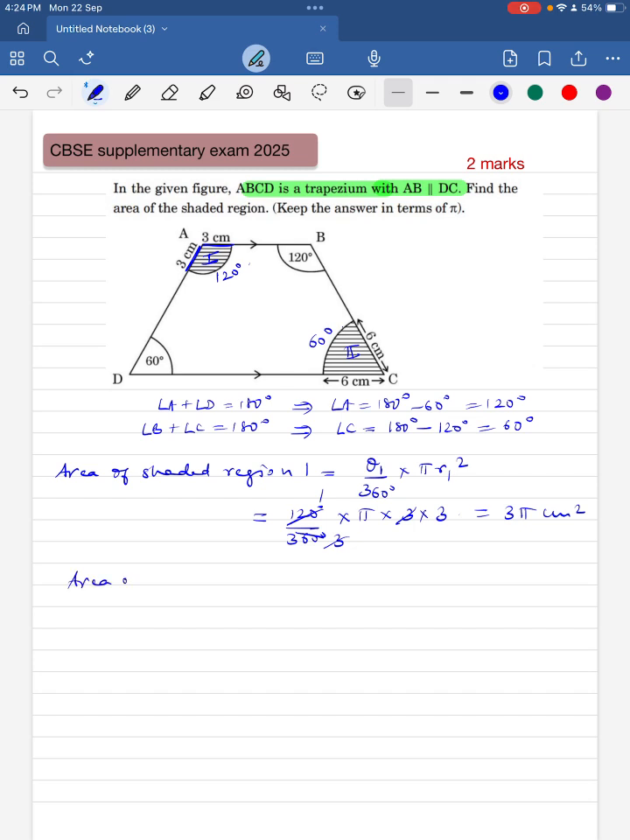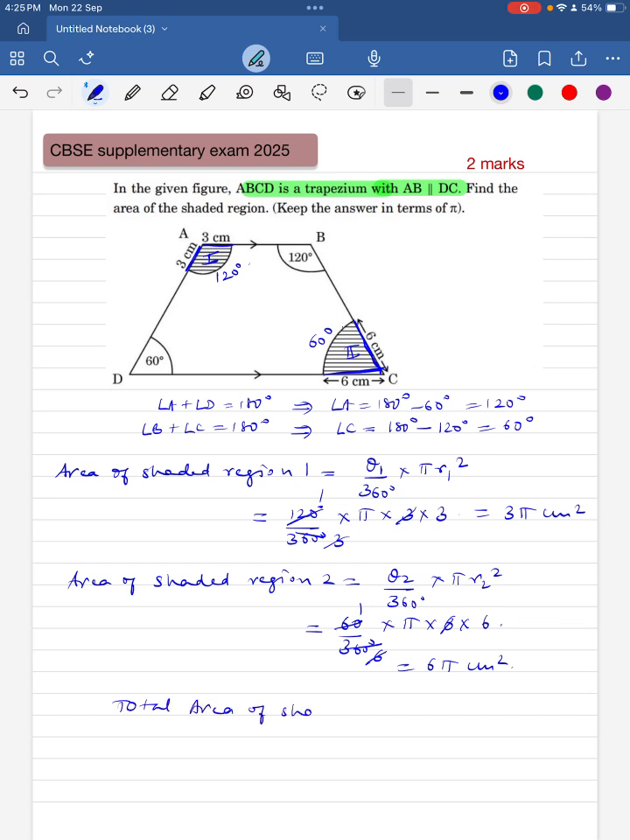Now area of shaded region 2 is equal to theta 2 by 360 degrees into pi r2 squared. Okay, so that's equal to 60 by 360 into pi into r2, which we know in this case is 6 centimeters. This is the radius of the sector. So 6 times 6. Now 60 goes 6 times in 360 and I would get the answer as 6 pi centimeter square.